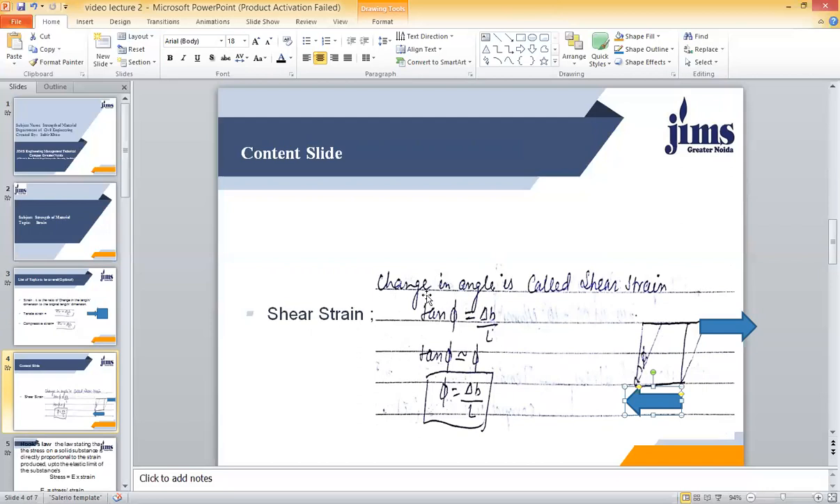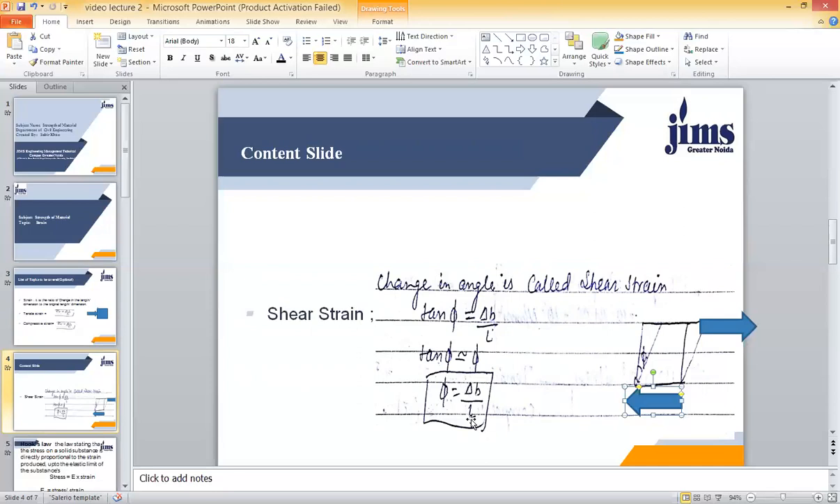So shear strain is the change in this to the change of this length. Okay, so delta B by L. So it becomes tan phi, and phi is small because changes are so small. You cannot recognize that change with naked eyes. So tan phi is just equal to phi, and phi becomes delta B by L.